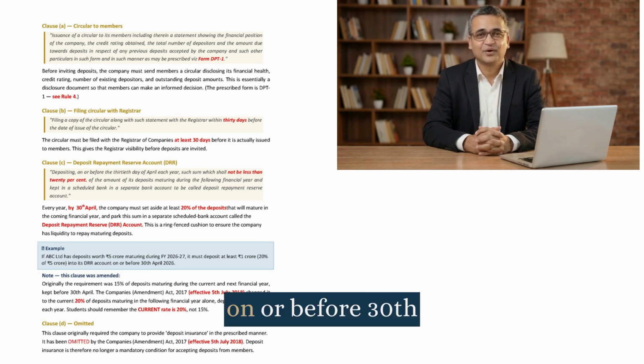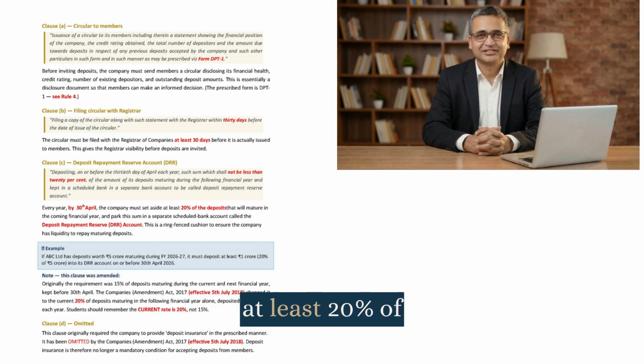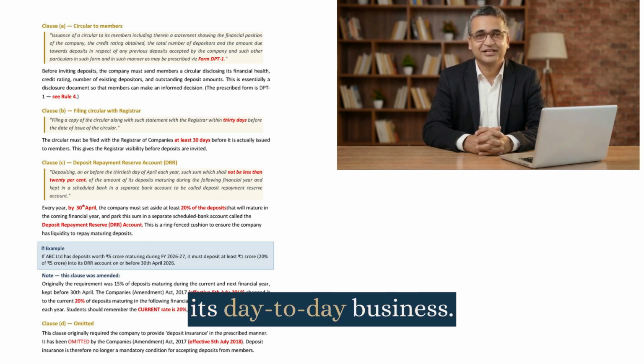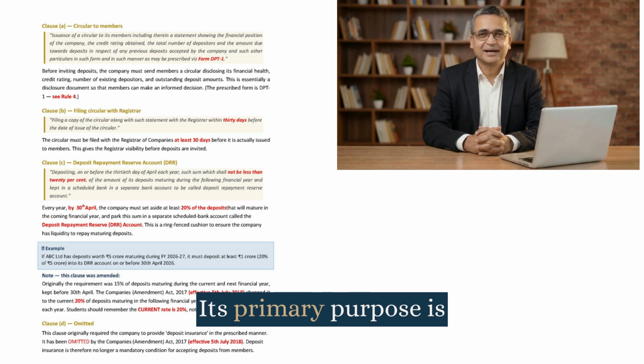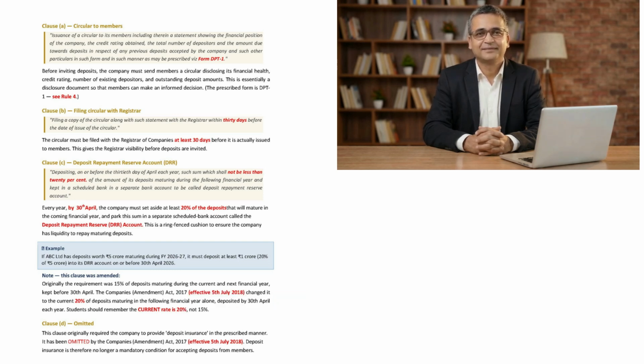Every year, on or before 30th April, the company must deposit at least 20% of the deposits that will mature during the following financial year. This money must be kept in a separate bank account with a scheduled bank. Think of it as a safety locker. The company cannot casually use this money for its day-to-day business. Its primary purpose is to ensure that members receive their money back on time.